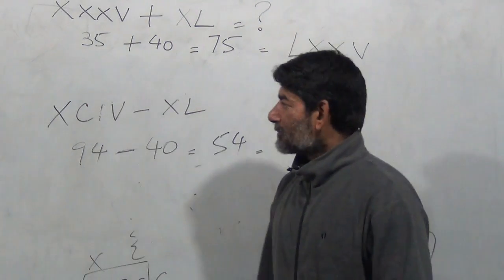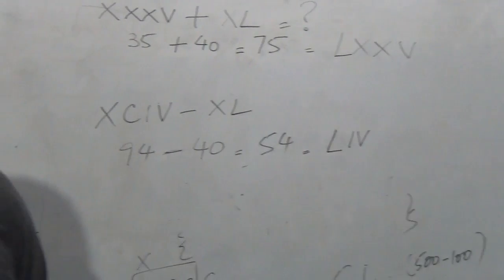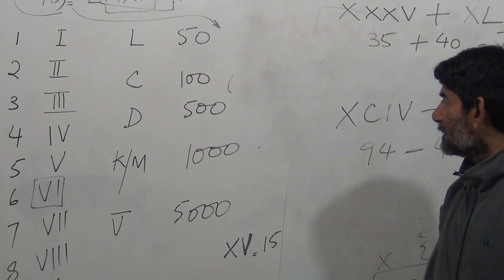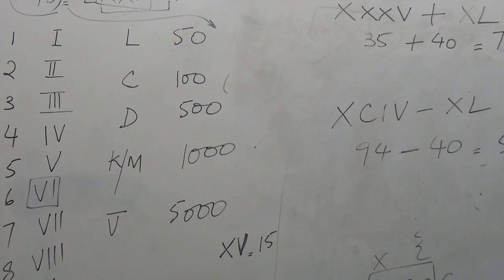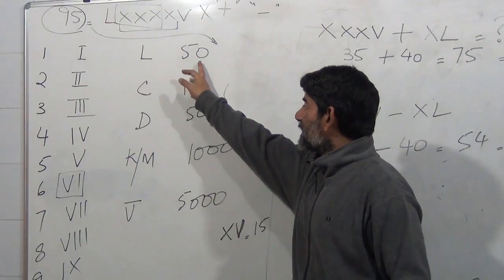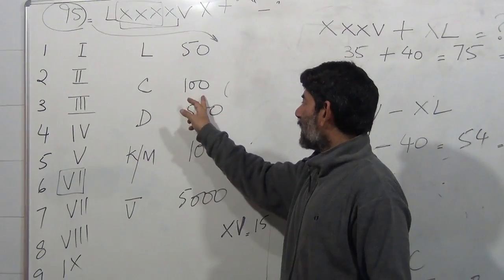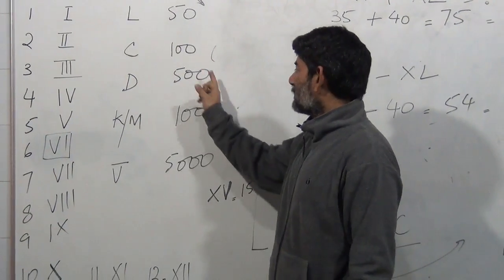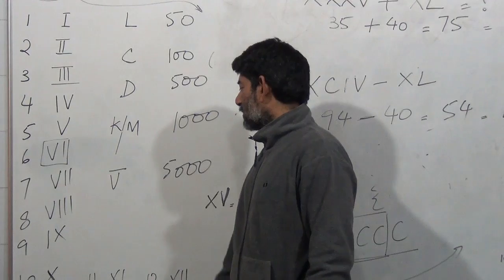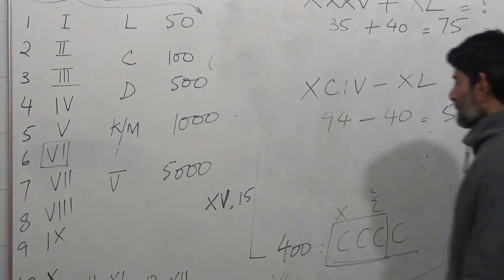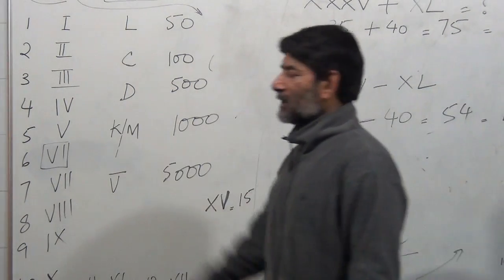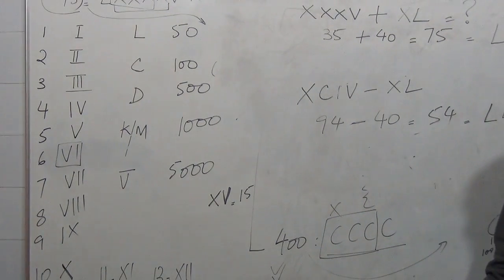Let's do a quick recap. You are already aware of symbols from 1 to 12. The ones that you might need to brush up or revise or look into once again are the number 50, symbol L, number 100, symbol C, 500 D, K and M for 1000, and V with a bar on top, 5000. And then let's quickly go through the rules. No symbol can be repeated more than 3 times. That's the first one.